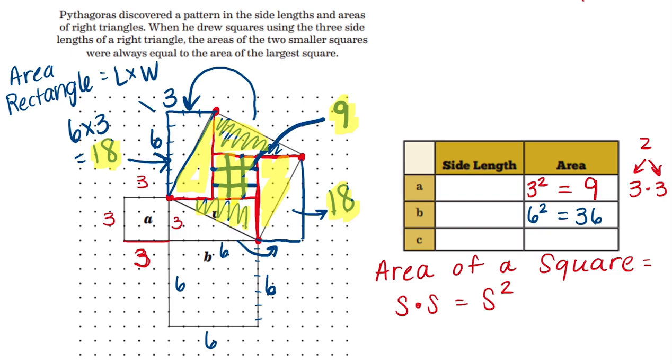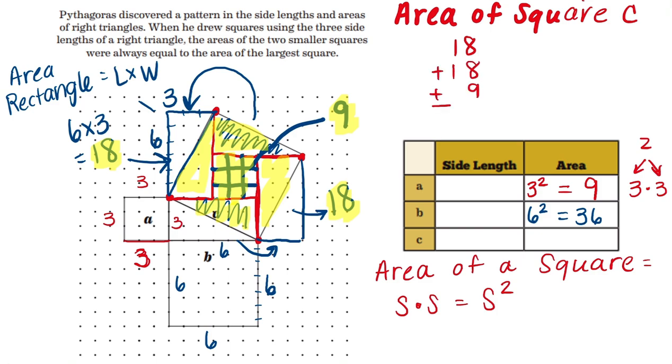So my area for the tilted square, which is square C, right? The area of square C is 18 plus another 18 plus 9 square units. And 8 plus 8 is 16, plus 9 is 25. So 5, carry the 2, 2, 4, 45. And so my area for square C is 45 square units, or U squared. And so now that we know the area of all three, I can find the side length.